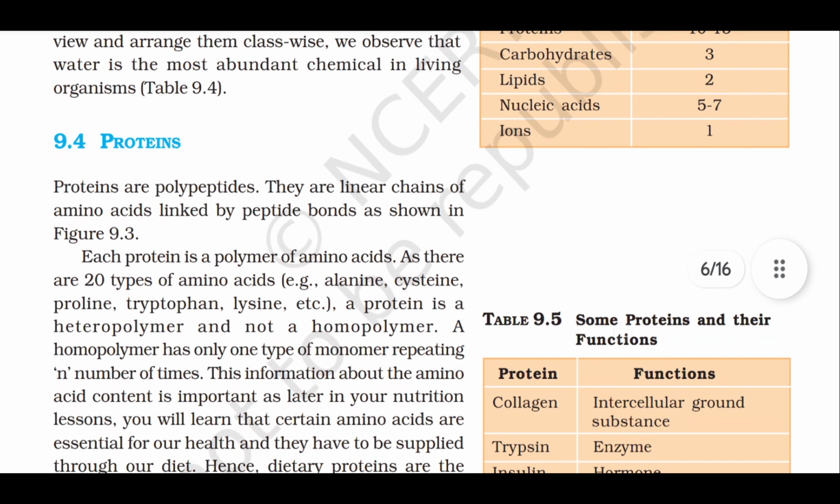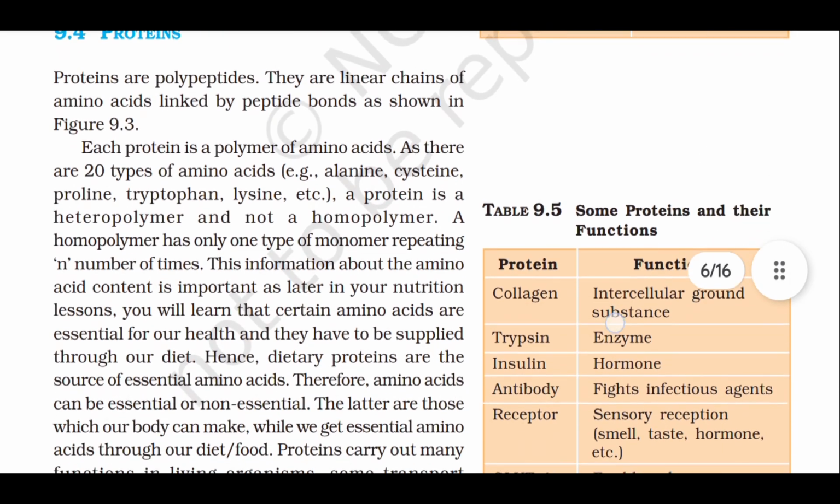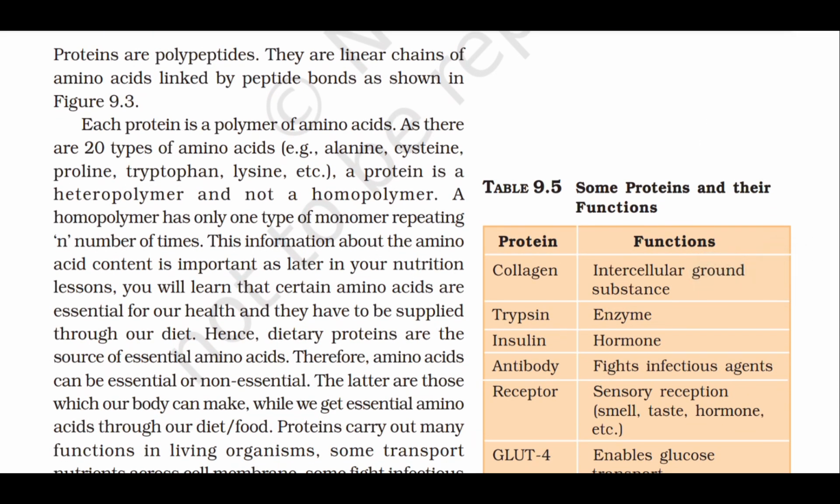9.4 Proteins. Proteins are polypeptides. They are linear chains of amino acids linked by peptide bonds as shown in figure 9.3. Each protein is a polymer of amino acids, as there are 20 types of amino acids. Example: alanine, cysteine, proline, tryptophan, lysine, etc. A protein is a heteropolymer and not a homopolymer. A homopolymer has only one type of monomer repeating n number of times.